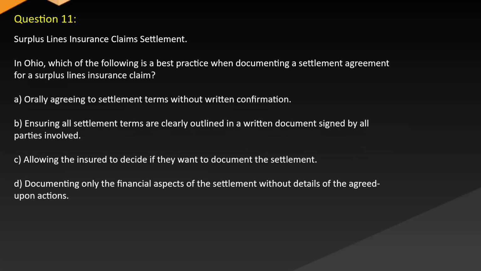3901-1-54. Question 11. Surplus lines insurance claims settlement. In Ohio, which of the following is a best practice when documenting a settlement agreement for a surplus lines insurance claim? A. Orally agreeing to settlement terms without written confirmation. B. Ensuring all settlement terms are clearly outlined in a written document signed by all parties involved. C. Allowing the insured to decide if they want to document the settlement. D. Documenting only the financial aspects of the settlement without details of the agreed-upon actions.